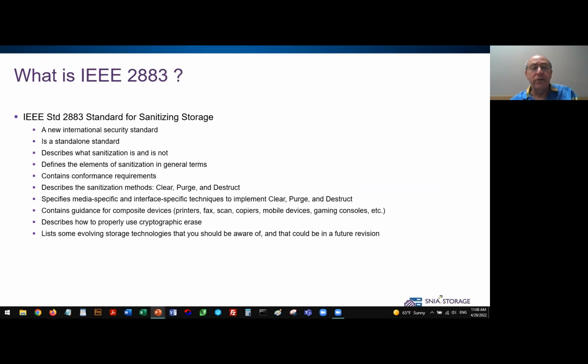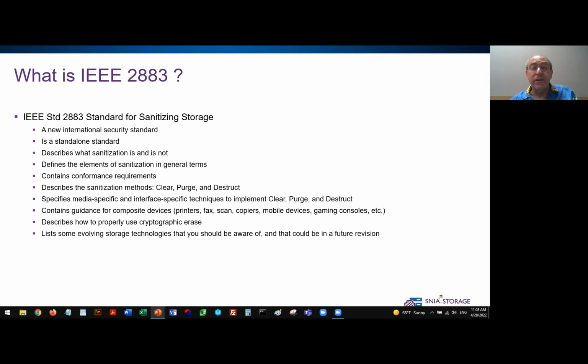So what is this new standard? It's a new international security standard. The I in IEEE stands for international. It's a standalone security standard. It does not depend upon other security standards for its validity and its content. It does, however, rely on storage standards, which it will reference extensively.